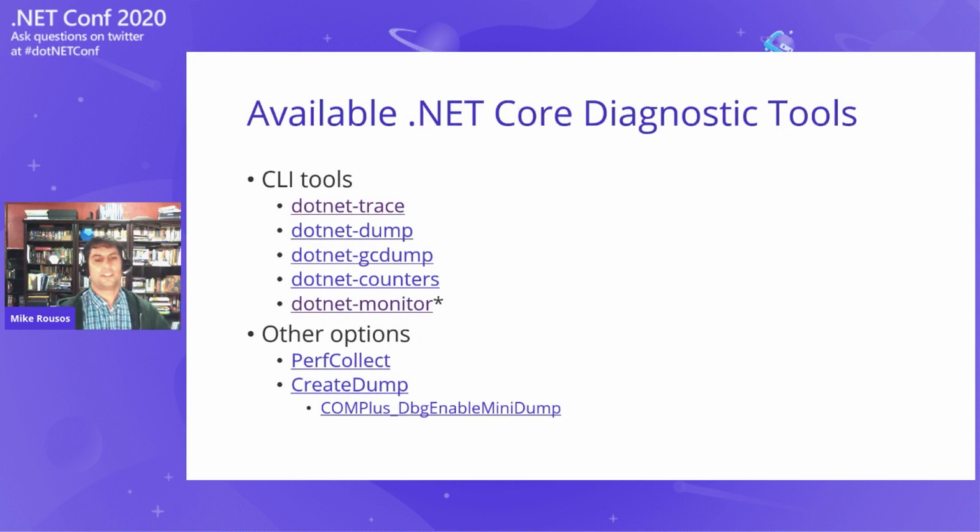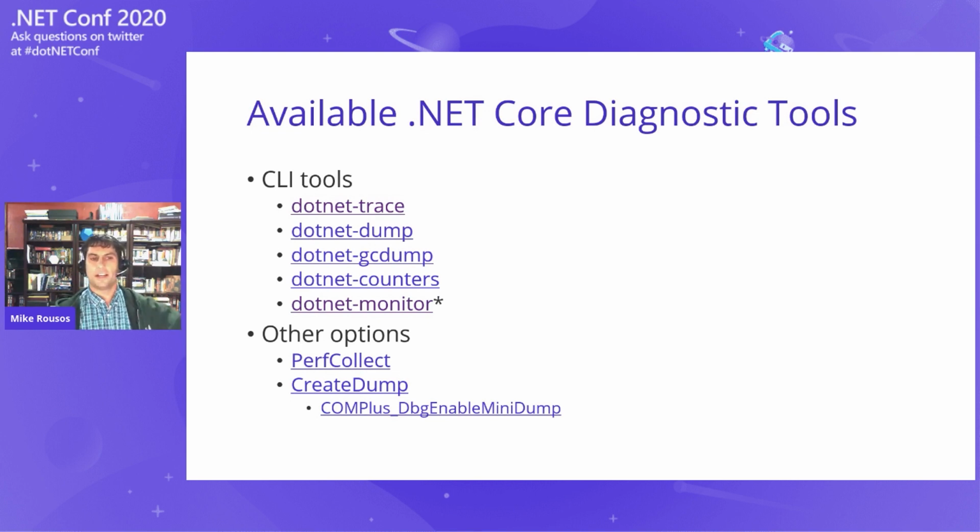Now, in addition to the CLI tools, you may also need to use things like perf collect and createdump. These tools are a little bit more challenging to use in a containerized environment because they require elevated permissions, which isn't always something you want to do in your Kubernetes cluster. But these tools have the benefit of also capturing native information.